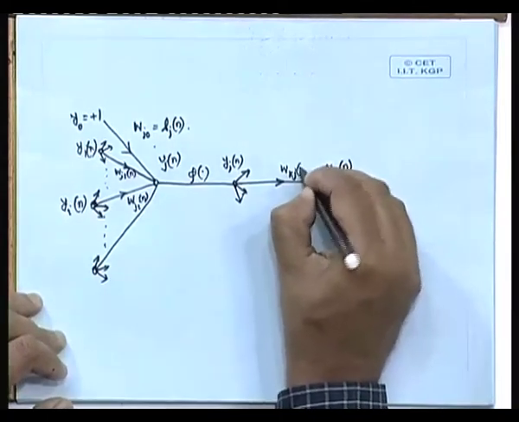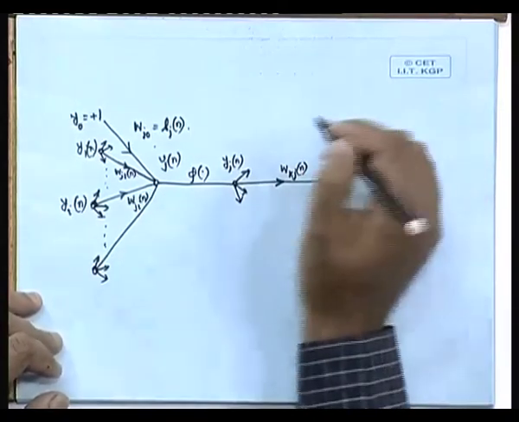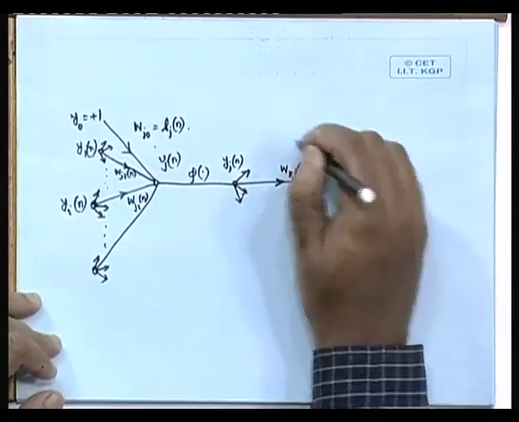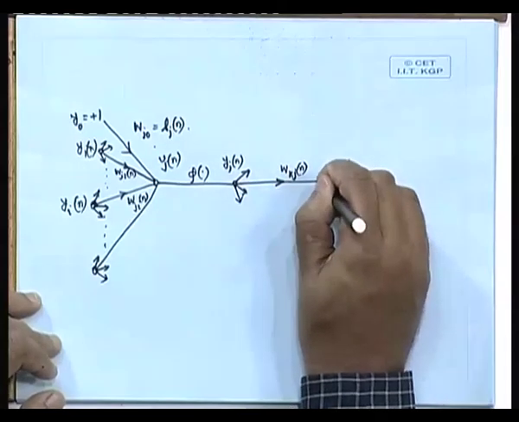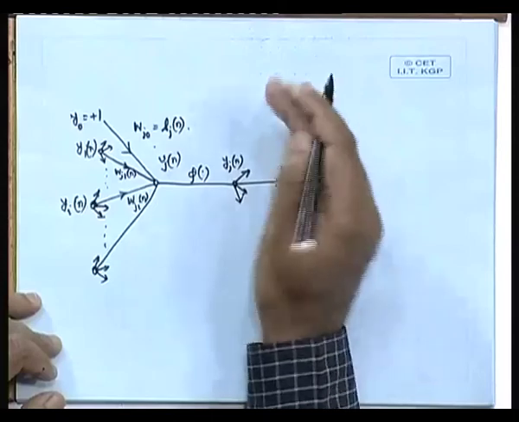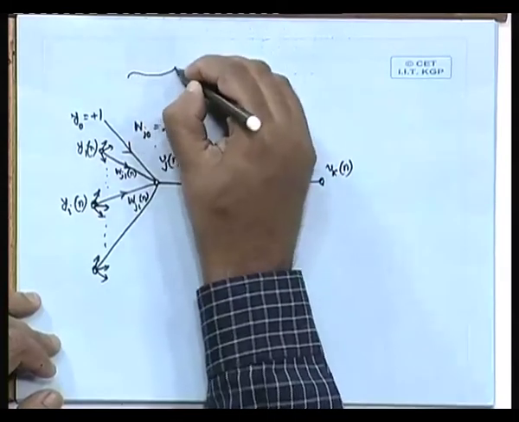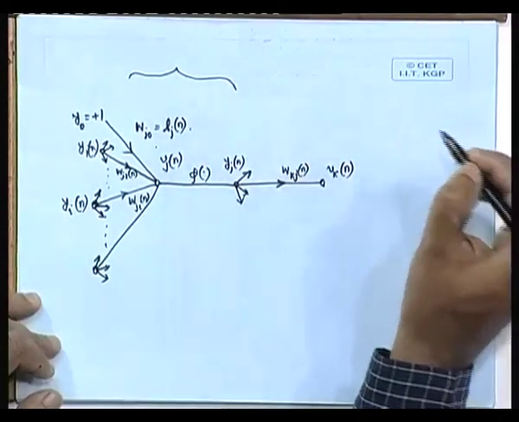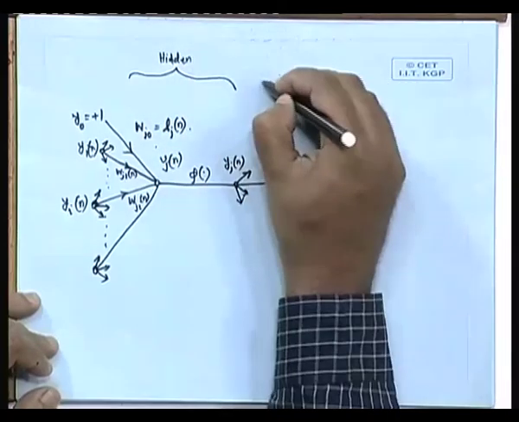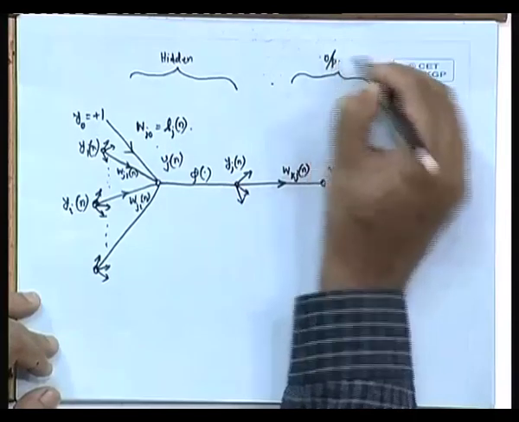Yes, very correct, Wkj of n. Everywhere we will have n because it is analyzed with respect to the pattern number n. Now, likewise this Vk of n will be connected to other neurons in the preceding layer. So I can say that this happens to be the hidden layer, and coming to here, this happens to be the output layer.